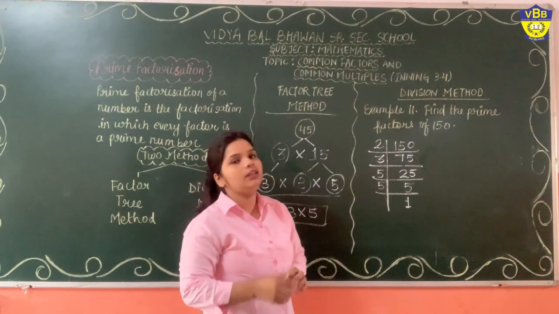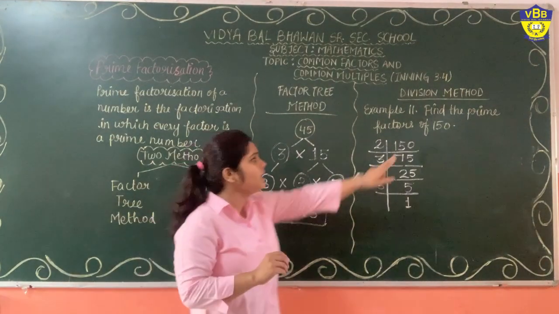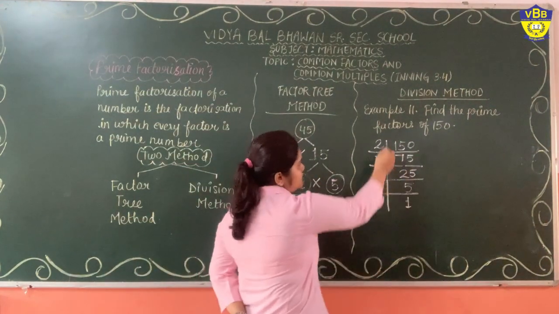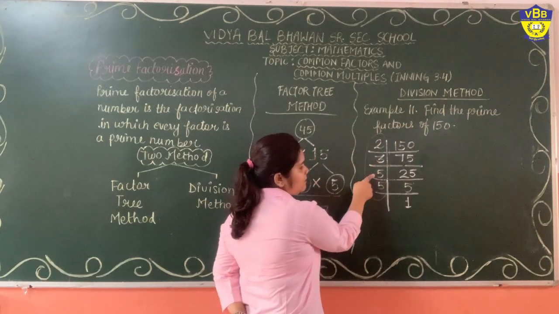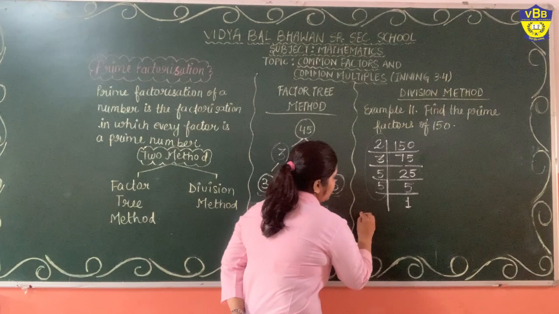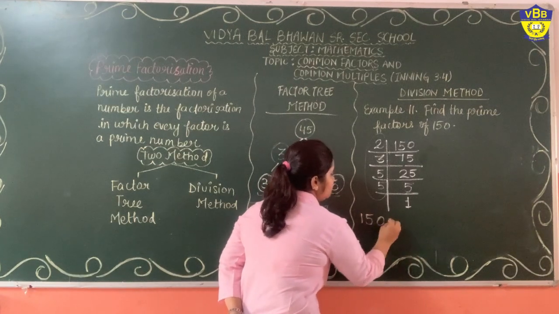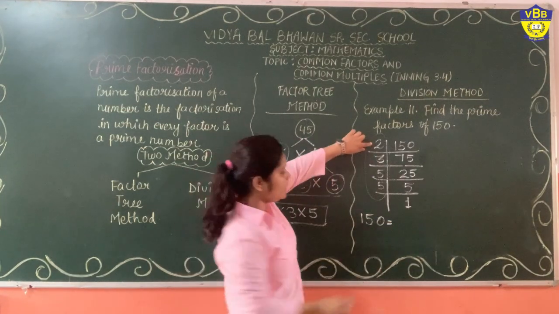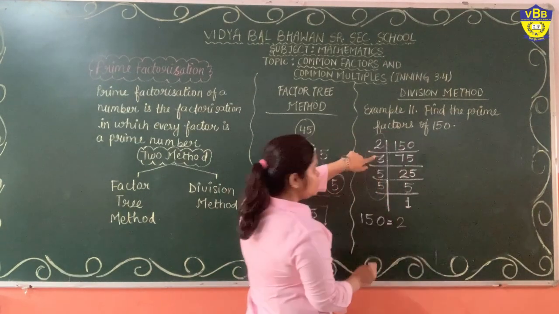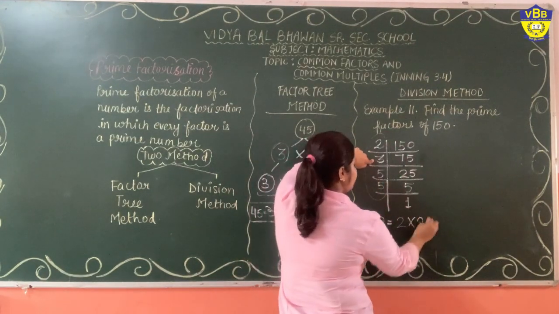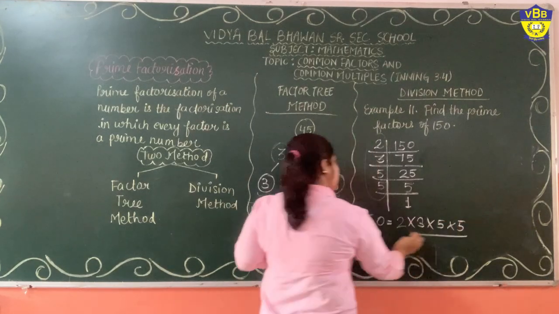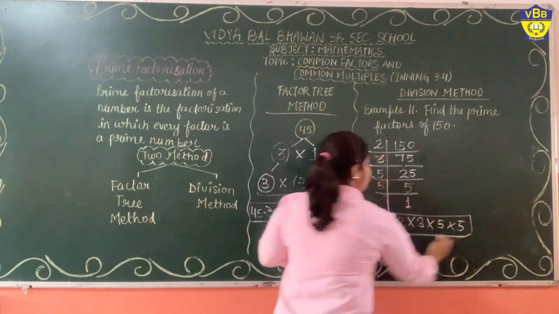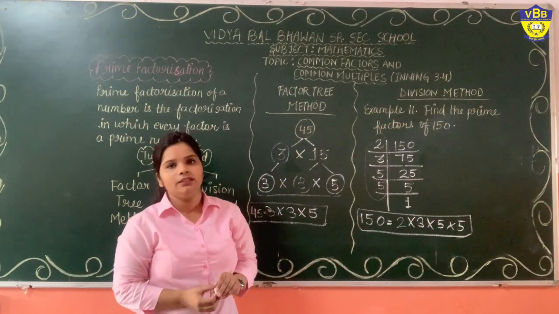We have got the prime factors of 150. What are the prime factors of 150 here? 2 multiply 3 multiply 5 multiply 5. These numbers are the prime factors of 150.